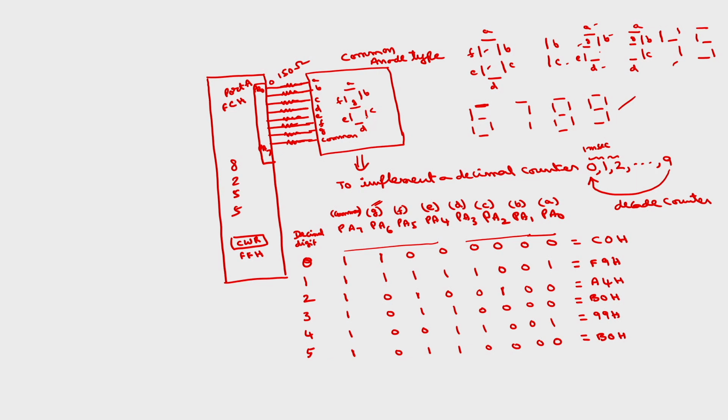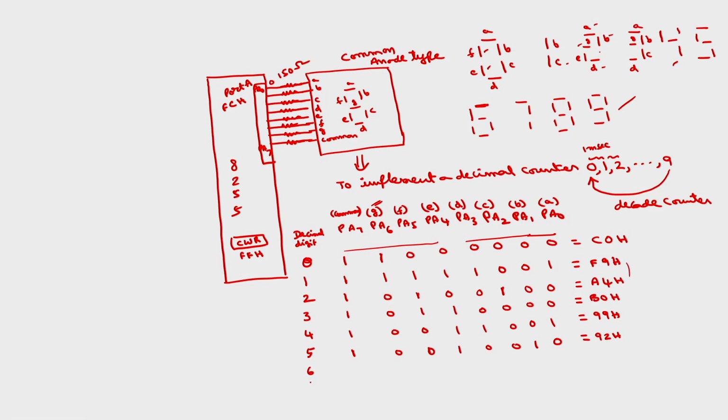The next one will be 1 except B and E. So, B should be 1. So, this will be 92H, because these should be all distinct.